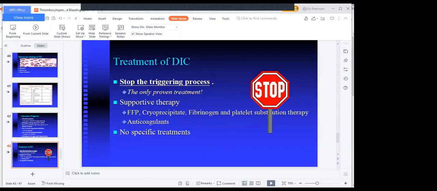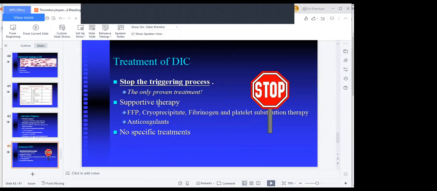Now, stop the triggering process. This is the only proven treatment. Supportive therapy like FFPs, cryoprecipitate, fibrinogen, and platelet substitution therapy is given, and anticoagulants. There is no specific treatment for DIC, but the triggering factor must be stopped.